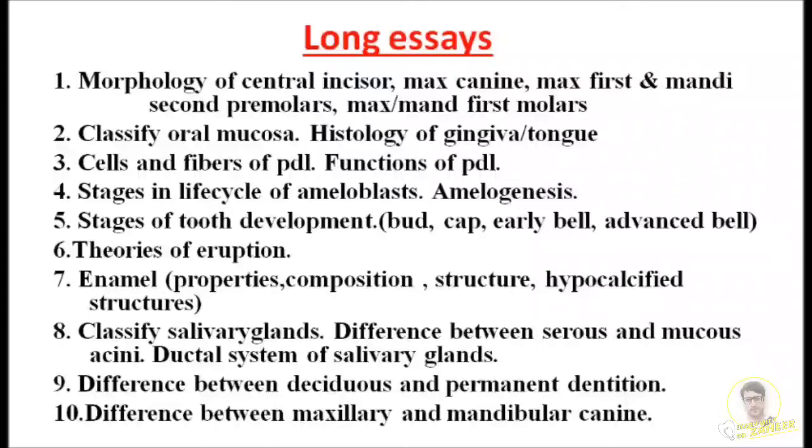Now the second important question is in the chapter oral mucosa. You should know which are the types of oral mucosa, whether it is a specialized mucosa, and whether it is a keratinized mucosa or a non-keratinized mucosa. That classification is given in Wheeler's textbook, and more specifically in Orban's text. So the classification of oral mucosa is very important.